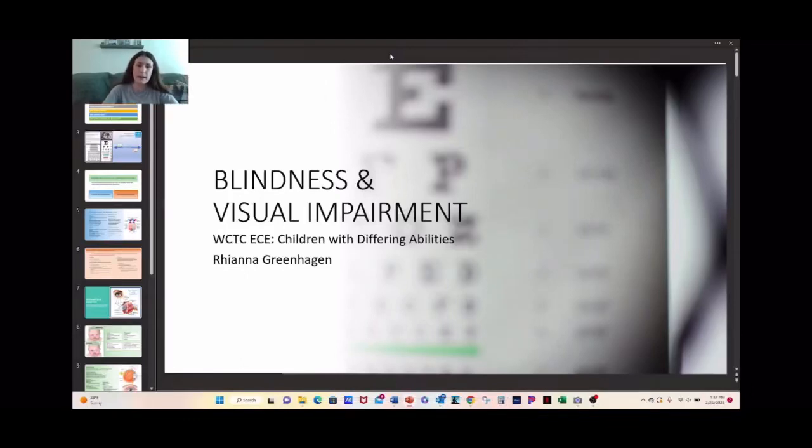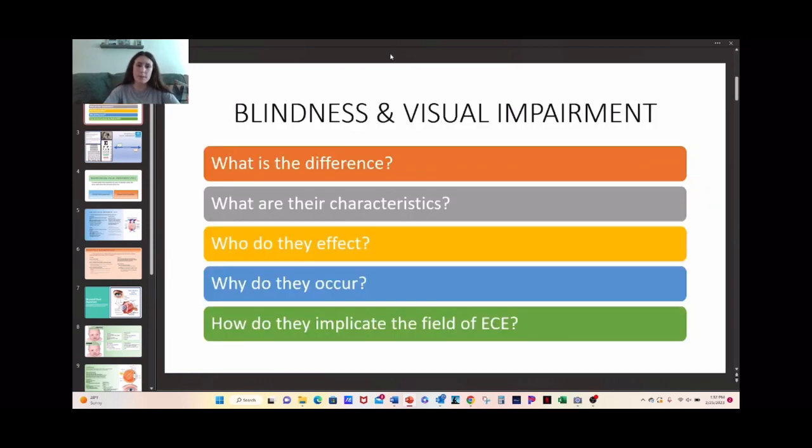So today I'm going to take some time to talk about blindness and visual impairment. Throughout this presentation, I will go over several different topics, starting with what the difference is between blindness and visual impairment, what are their characteristics, who do they affect, and why do they occur, and finally, how they implicate educators in the field of early childhood.